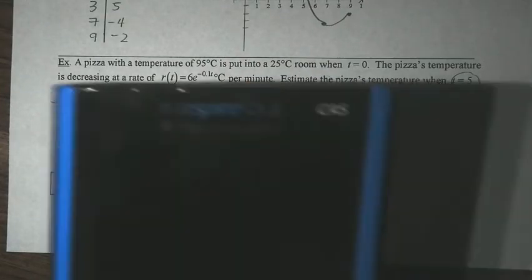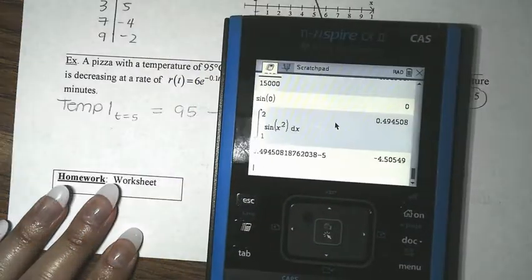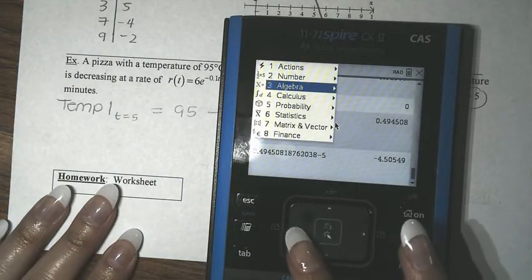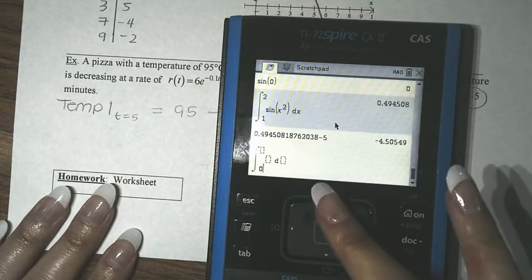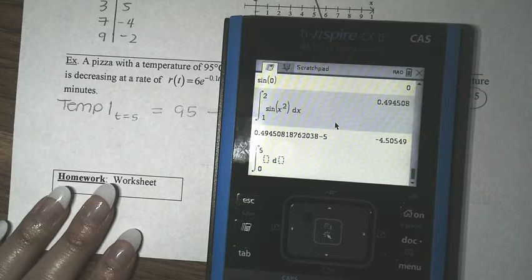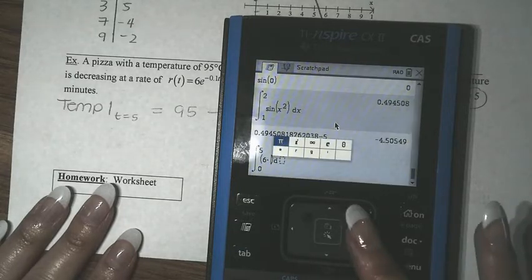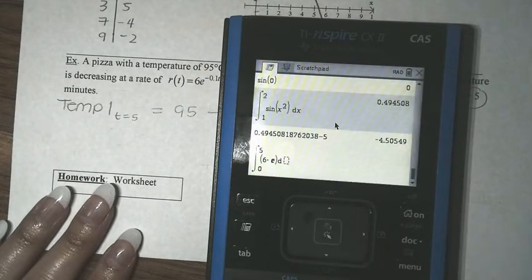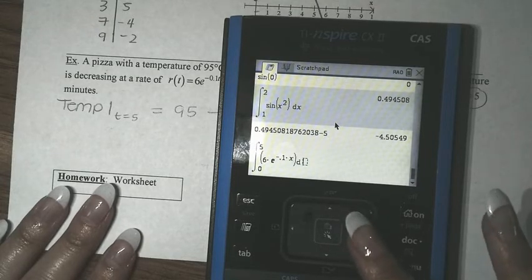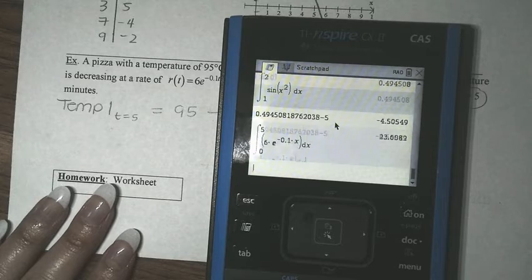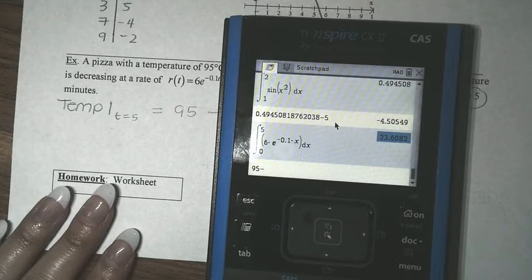So let's plug that into your calculator. In your calculator, you go to menu, then calculus, and you find the integral. You want it from 0 to 5, and then you have 6 times e to the power of negative 0.1 times x, because I always work with x's, and then dx. So you click and you have that value. Pretty much what we can do is 95 minus the value that we have over here.